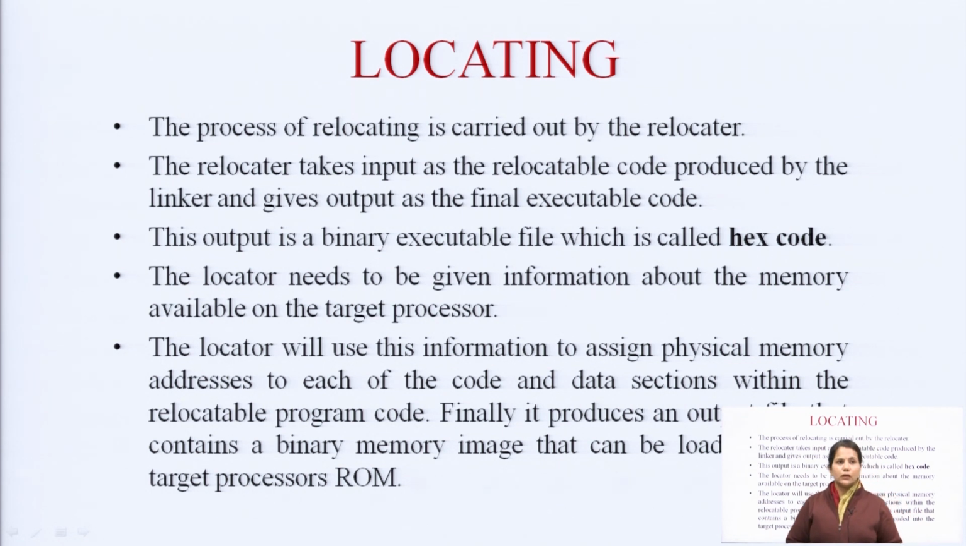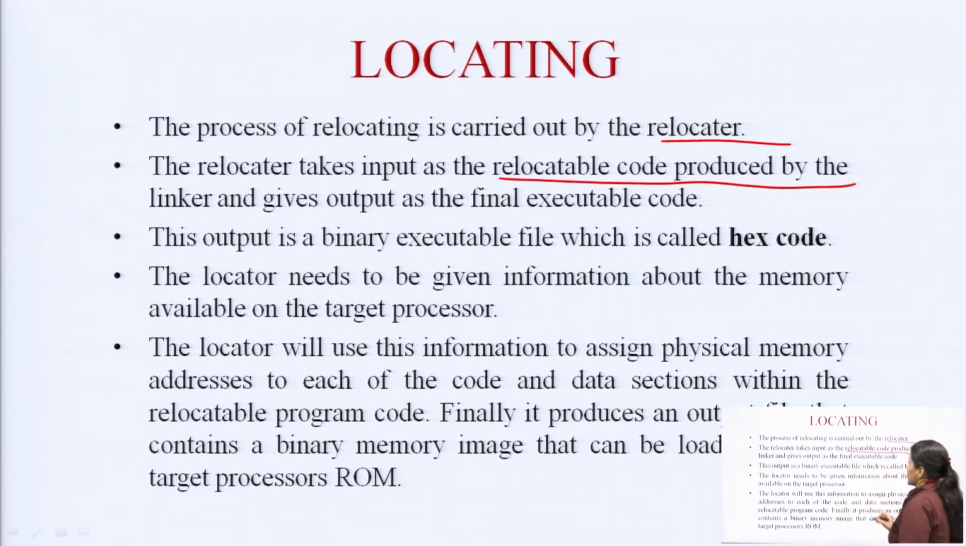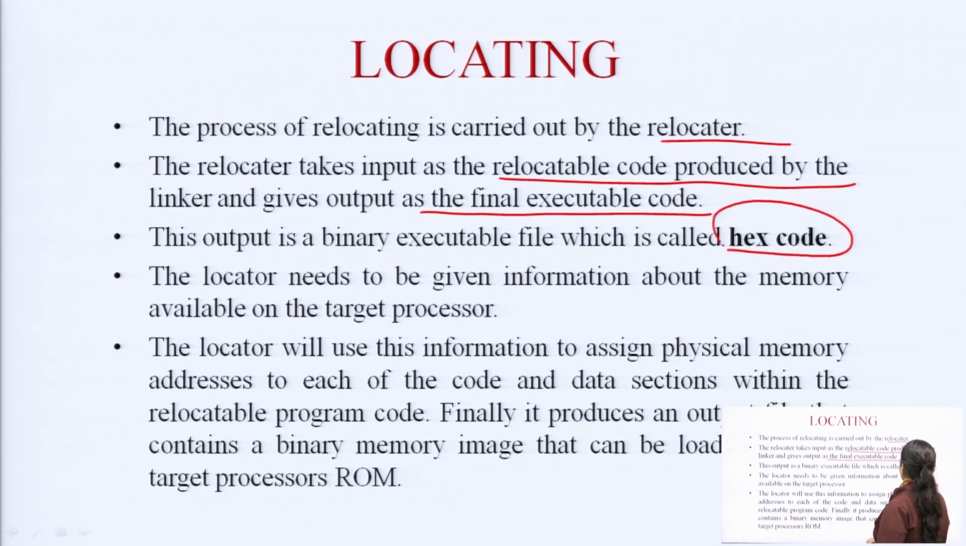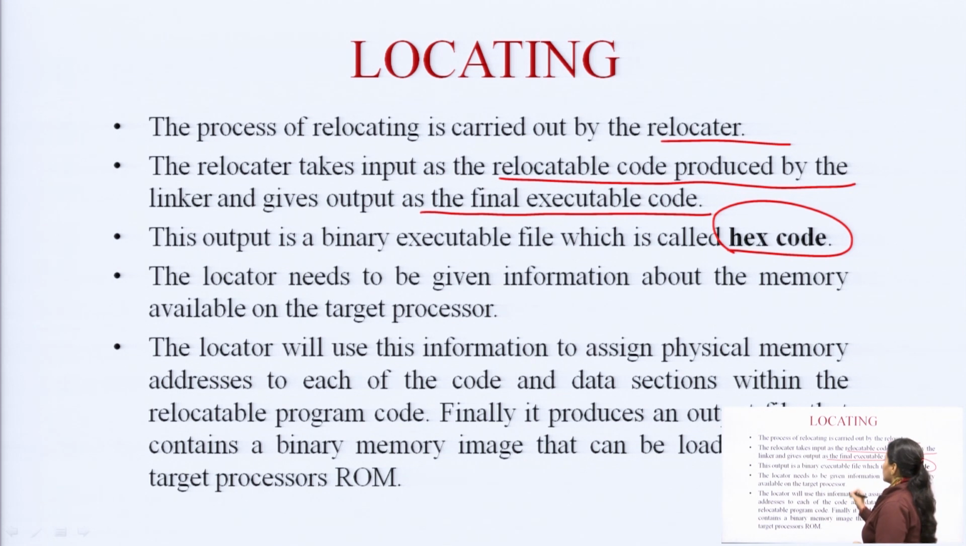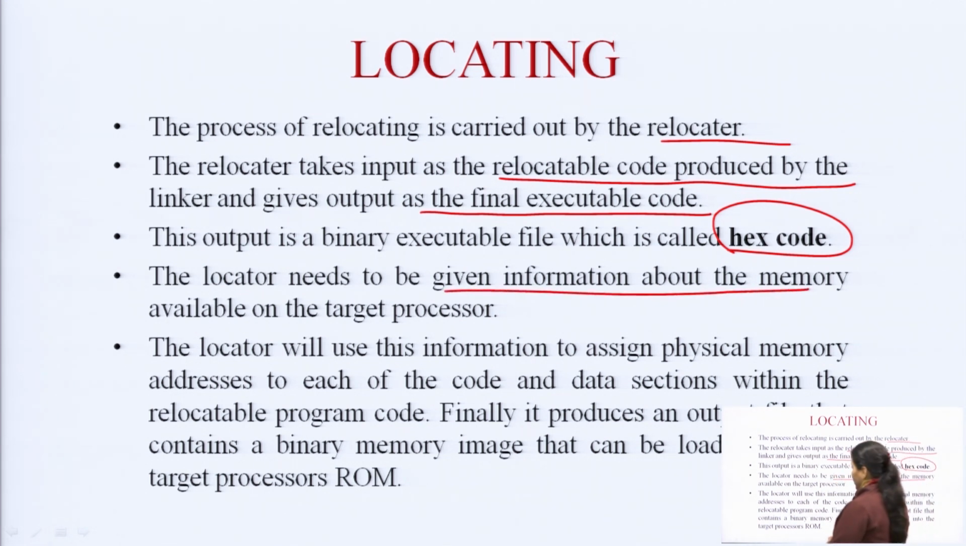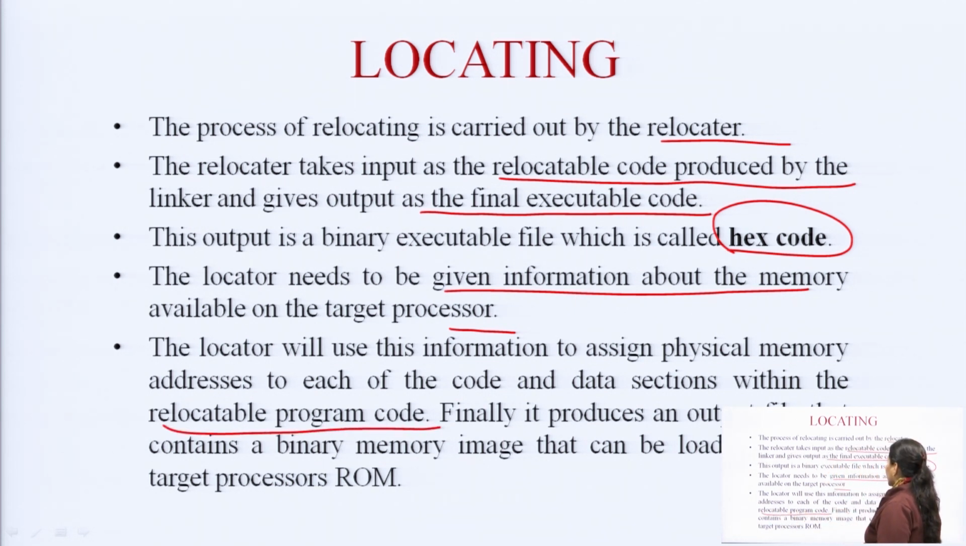What is the role of the locator? The process of relocating is carried out by the locator. The locator takes as input the relocatable code produced by the linker and gives as output the final executable code. This output is a binary executable file which is called the hex code. So, finally, the output which is produced by the locator is known as the hex code. The locator needs to be given information about the memory available on the target processor. The locator will use this information to assign the physical memory addresses to each of the code and data sections within the relocatable program code.